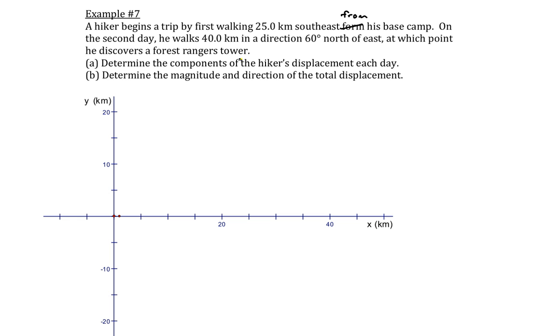In question A, we're asked to determine the individual components of the hiker's displacement for each day. And in part B, we're asked to find the total displacement from the beginning to the very end spot where the hiker is. So we want both the magnitude and the direction of this total displacement.